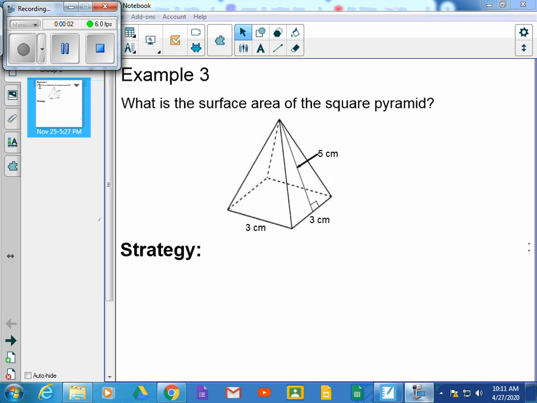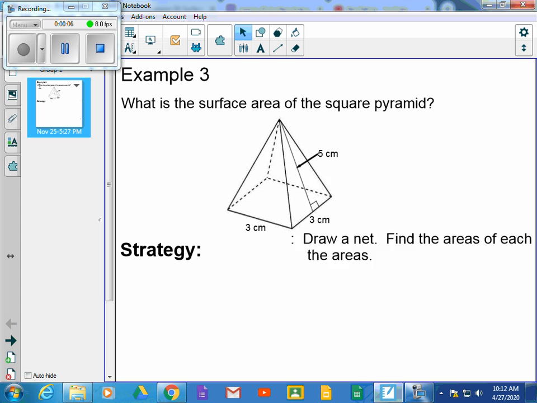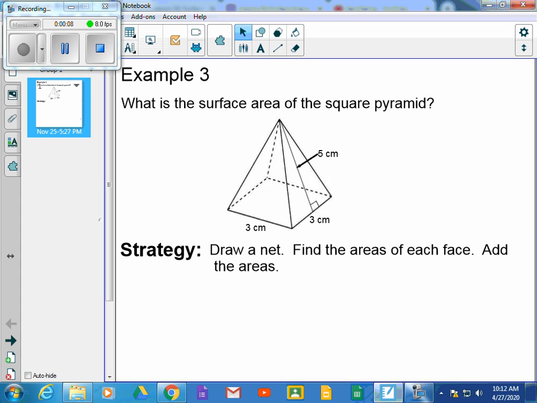Example 3 asks, what is the surface area of the square pyramid? Again, our strategy is going to be to first draw a net where we have dimensions, find the areas of each face, and add the areas. Now, in order to draw the net, we must understand what the faces' shapes are and how many.